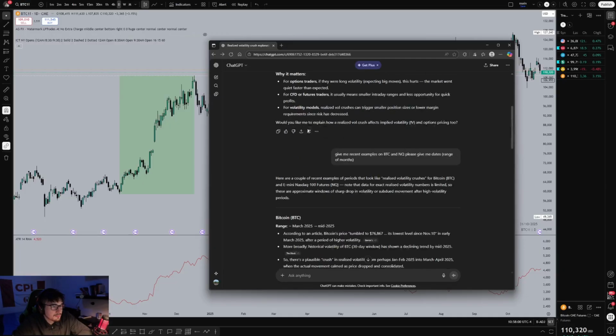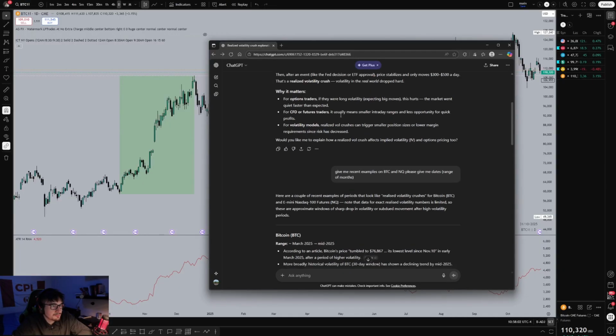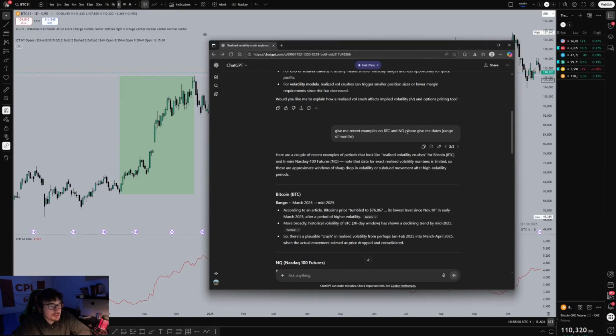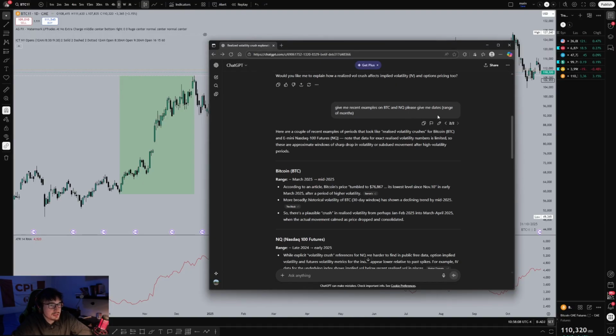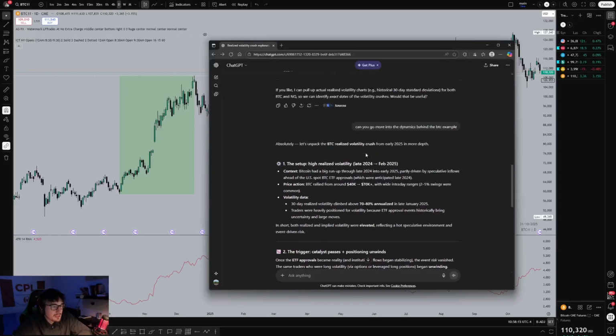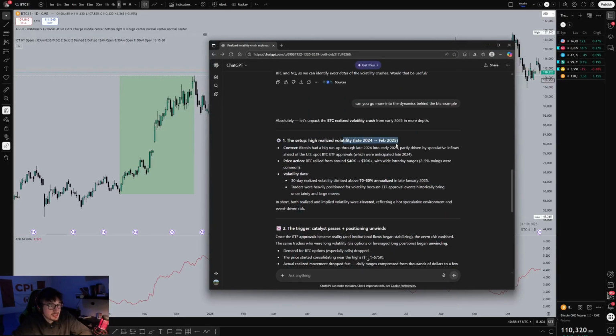It gives an example. It doesn't really matter. We're not going to look at that. So I said, give me recent examples on Bitcoin, Nasdaq. Give me dates in the range of months. First I had asked for just recent examples. It didn't give me any dates, so I don't know. And then it actually gave me the exact period where I was unprofitable.